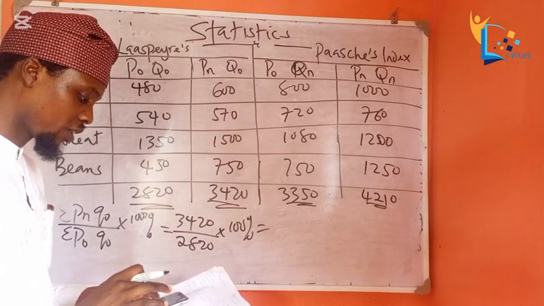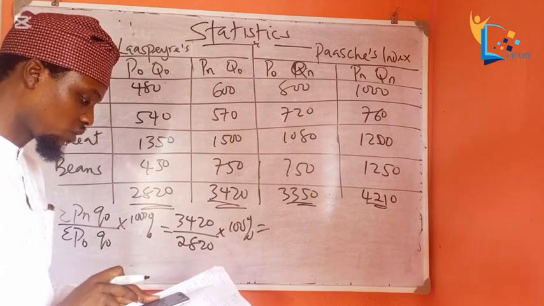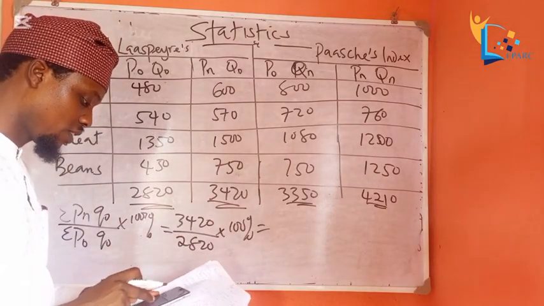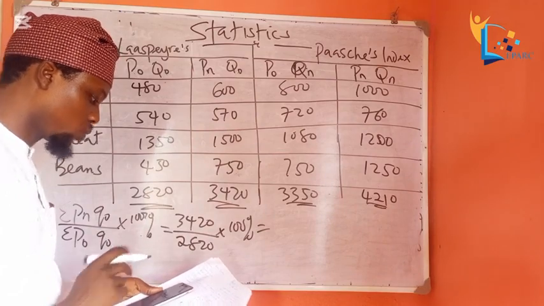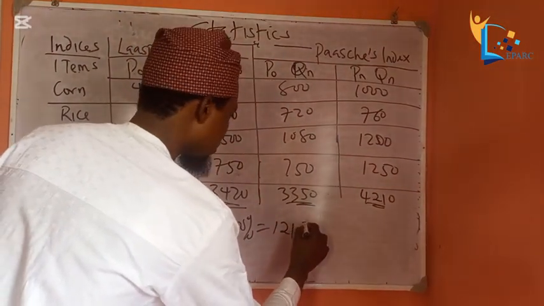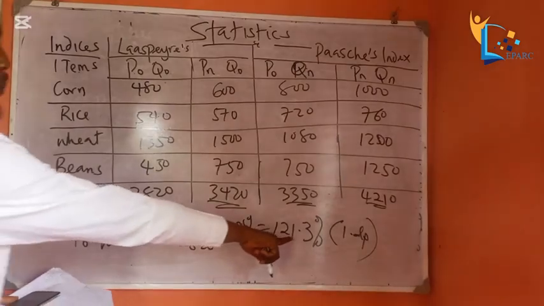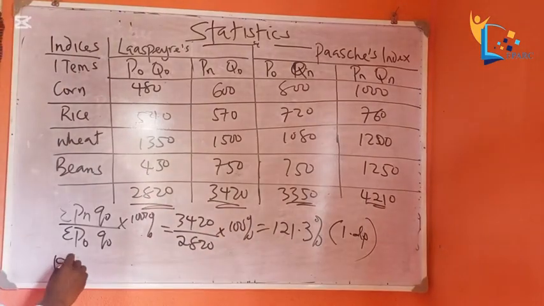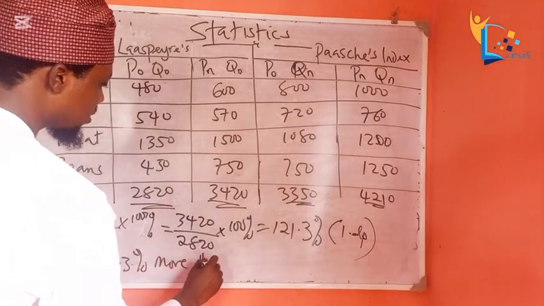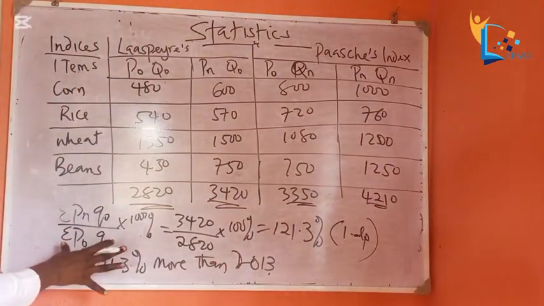Dividing 3,420 by 2,820 gives us 1.2127. Let's multiply by 100, which will give us 121.3% to one decimal place. So we have 21.3% more than 2013. This is for Laspeyre.